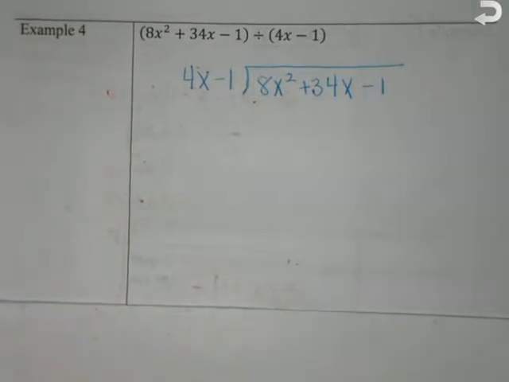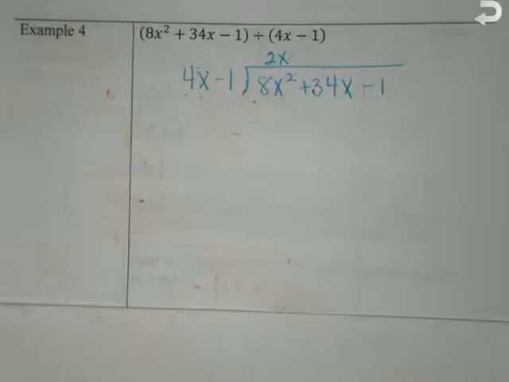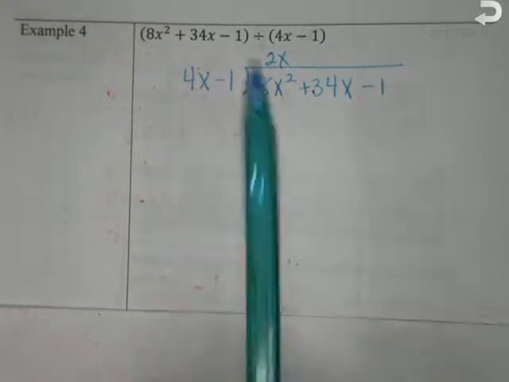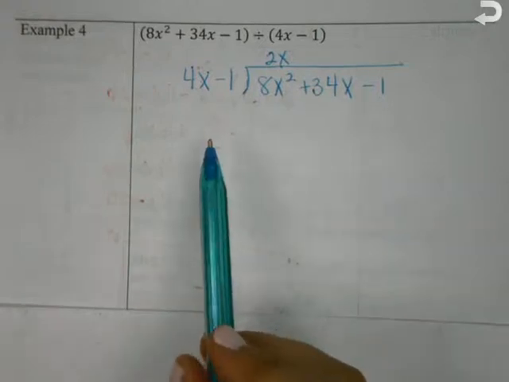What do I multiply 2x by? By 4x. That gives me 8x squared. Anything else? Very good. And the negative 1. So minus 2x. Okay, so I have 8x squared minus 2x.